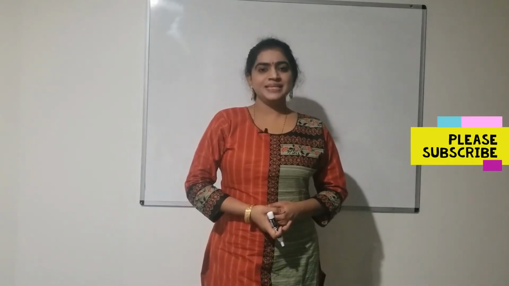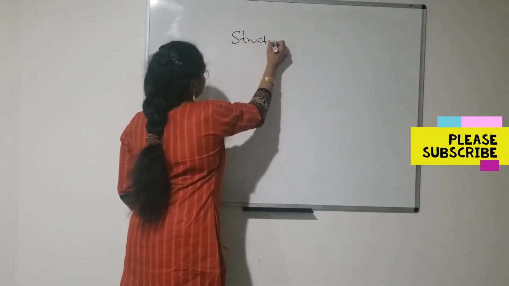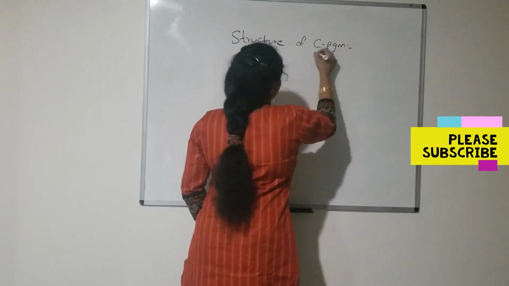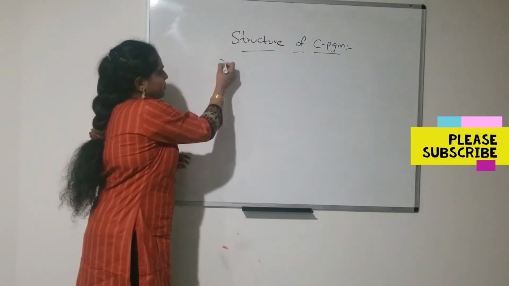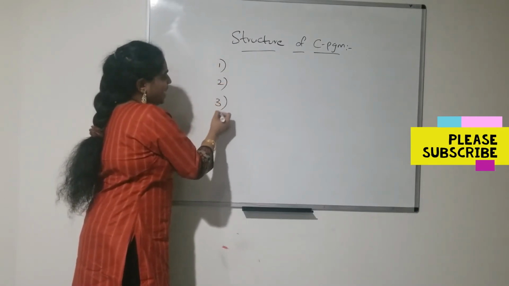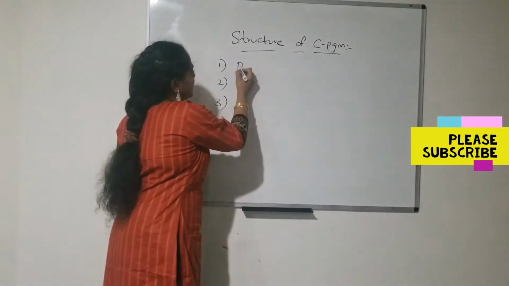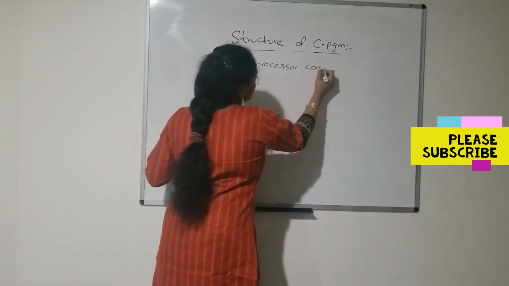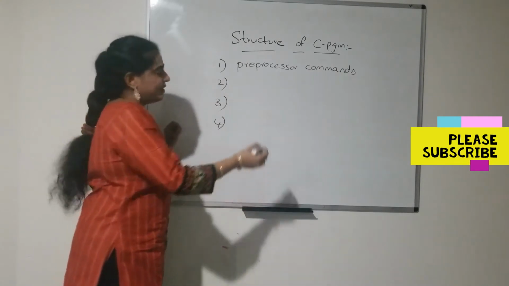Hello everyone. In this video, let's talk about the structure of a C program. In a C program, in total we have 4 parts. So, what are those? First one is preprocessor commands. C preprocessor commands. Second one is functions.